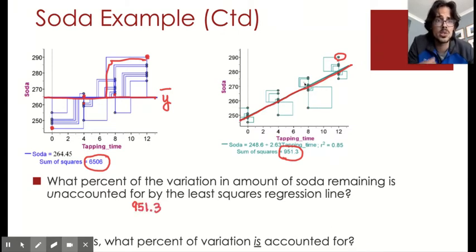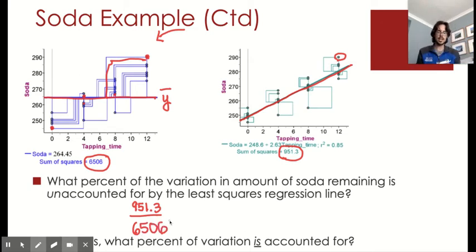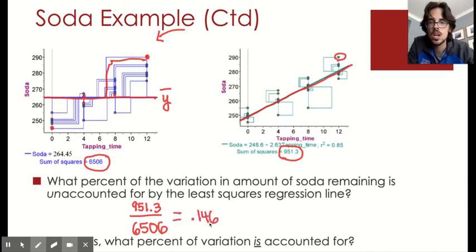My predictions are still going to be off by this in some fashion. Okay? But they used to be off by this right here. This is a much worse situation on the left. So they used to be off by 6,506. And if I actually divide those, 951.3 divided by 6,506, it ends up being about 0.146. So that's 14.6%.